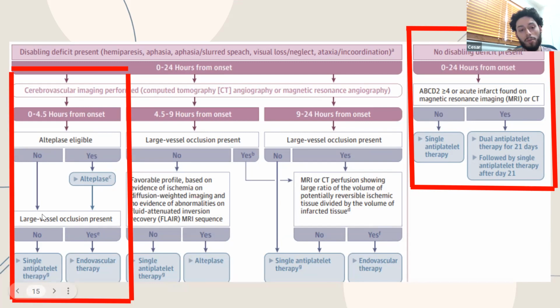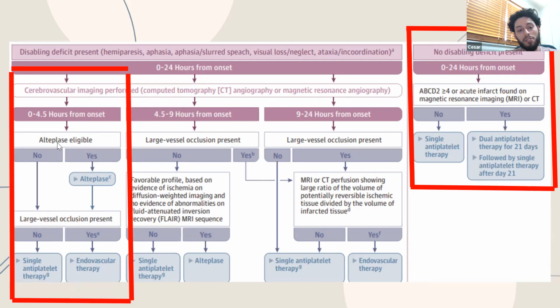However, if they're not, then what will be assessed next is whether there's a large vessel occlusion present. What I mean by that is if one of the major vessels that supplies blood to the brain is occluded or blocked. If it is blocked, then they'll receive what is called endovascular therapy. Endovascular therapy is when a catheter is inserted through the arm or through the groin area, and it's moved towards the clot guided by x-rays. At the end of that catheter, there's a mesh network, which works like a net. It captures that clot and removes it.